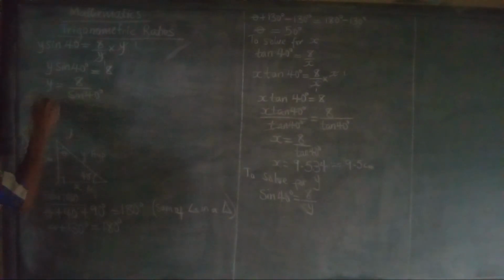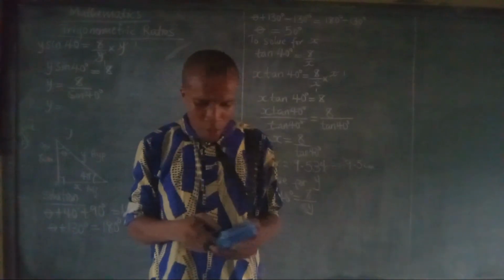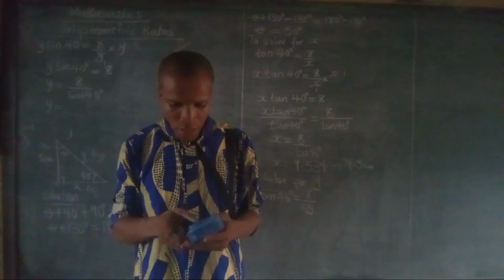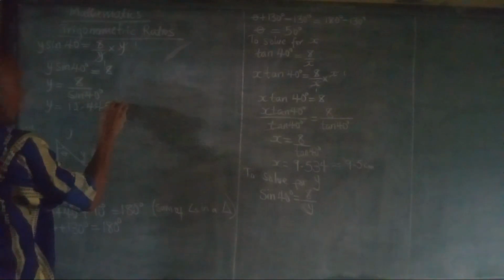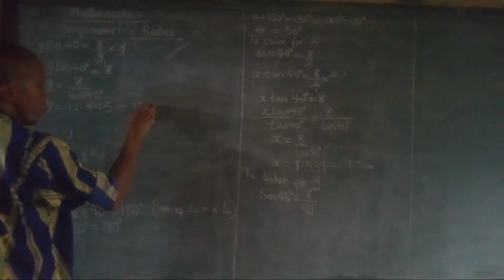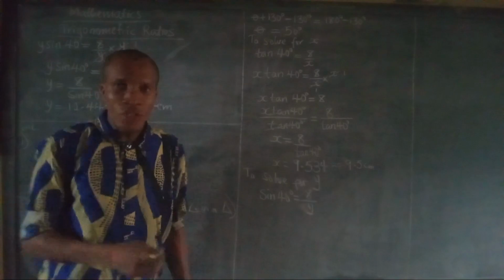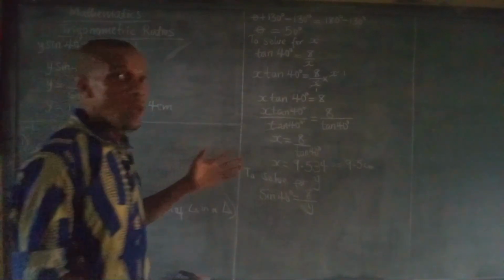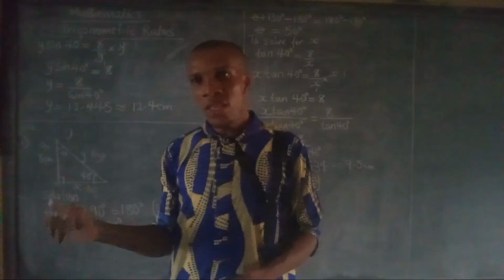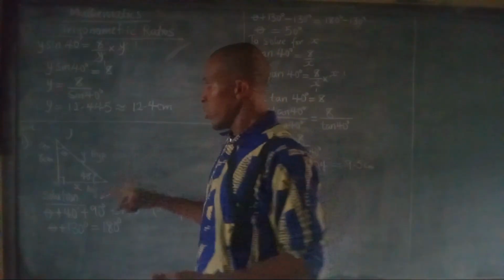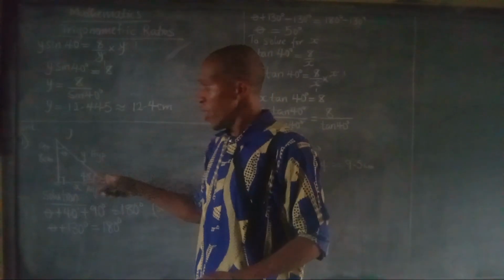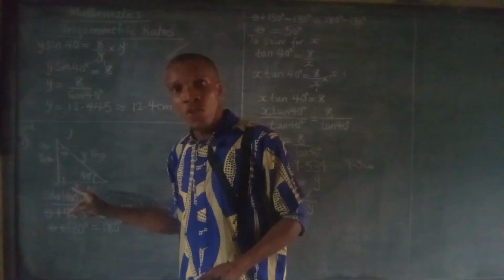So that means y is equal to, let's check, 8 divided by sine 40 degrees. That gives us 12.445, which is approximately 12.4 cm. So you see, we can actually use the trig ratios to obtain the sides and missing angles of a triangle. Today we used the angle to find the missing sides. In the next class, we'll talk about using the sides to find the missing angles.